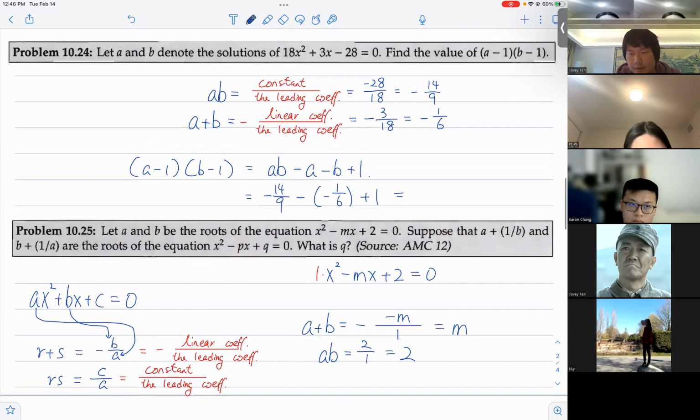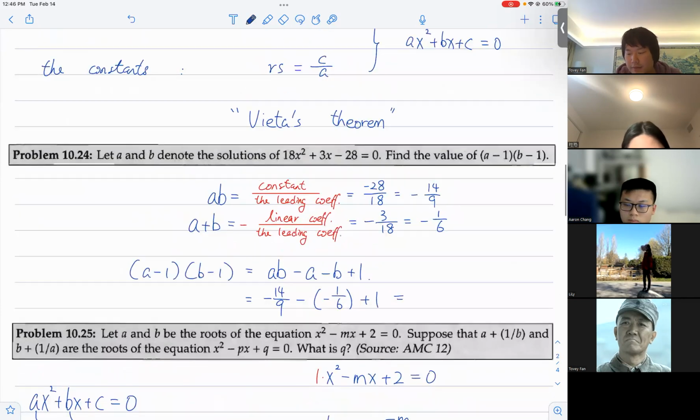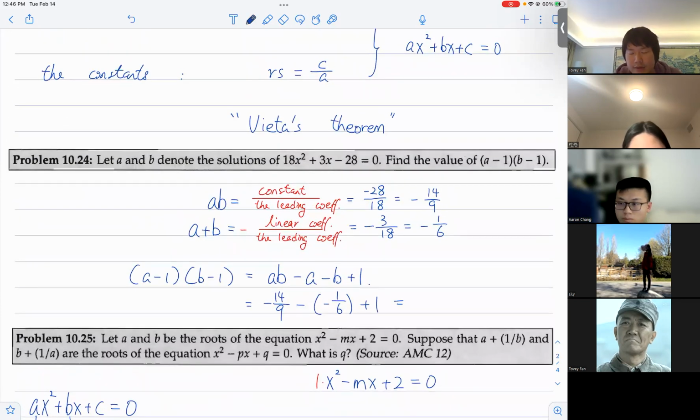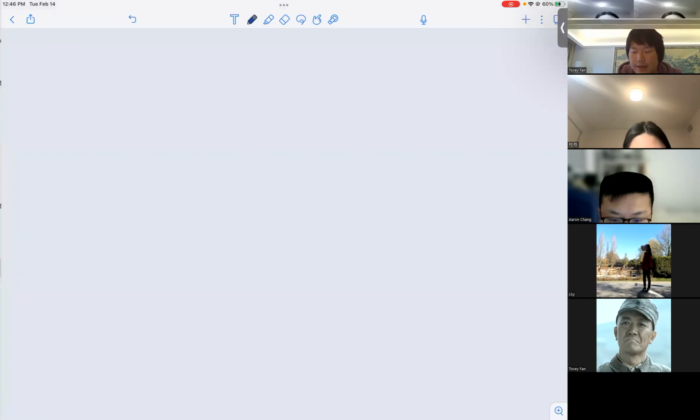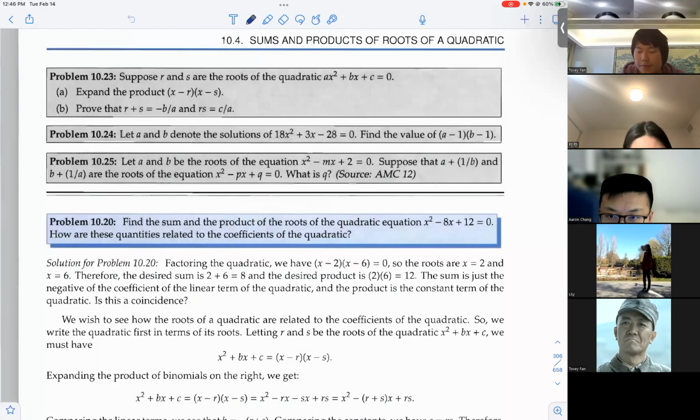If you have time, you have energy, take some time to think about this again and try to do this again from an example problem of the book, okay?